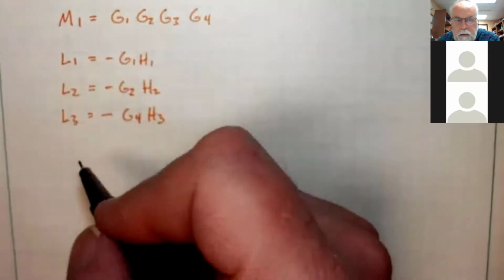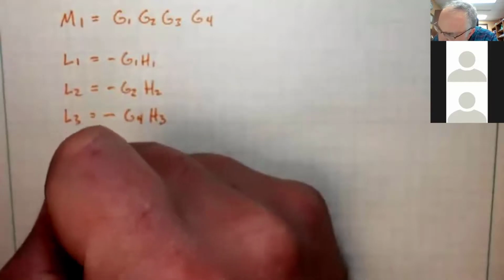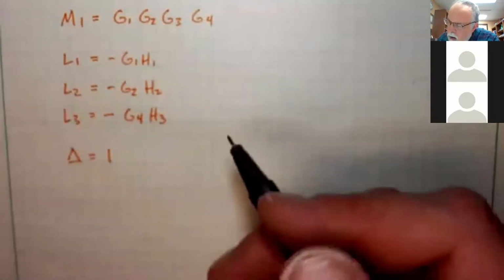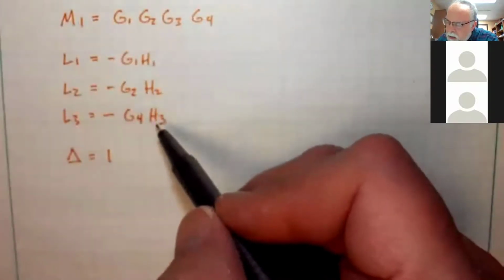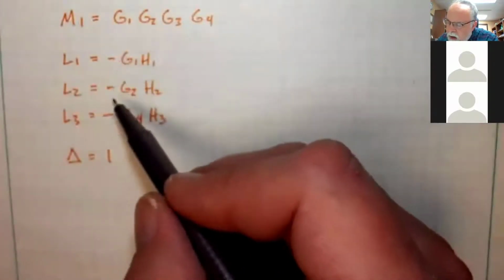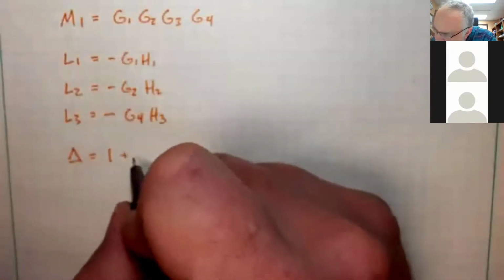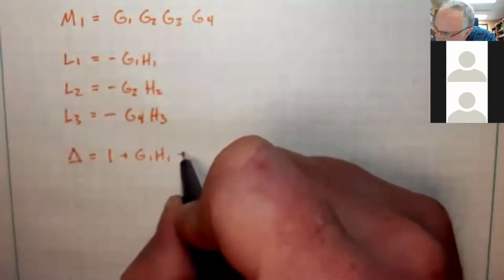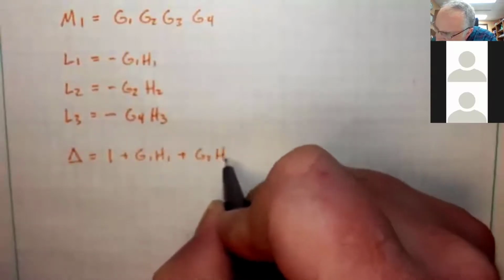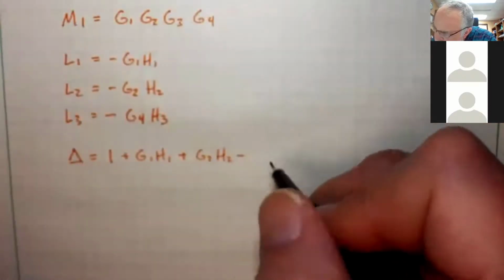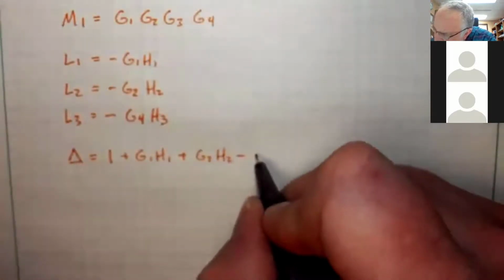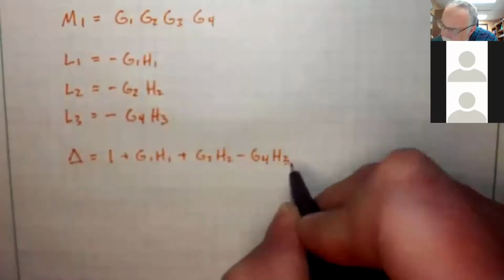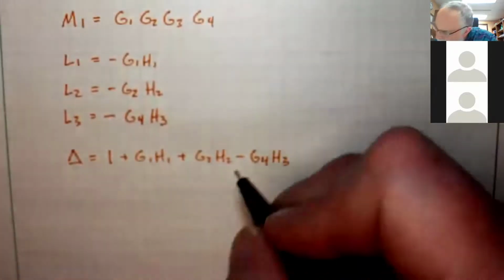My delta, again, we take 1, and now we're going to take the individual loop gains, minus and minus makes these a plus. So it's plus G1 H1 plus G2 H2 plus G4 H3. Oh, it's supposed to be a plus.